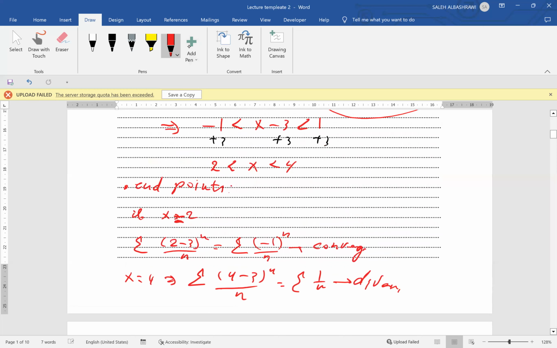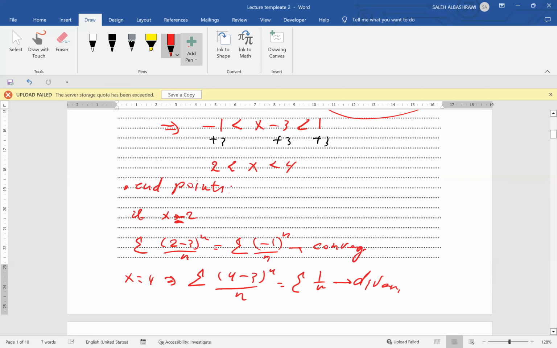So it means the interval of convergence, 2 is included, but 4 is not included. So we can say when x is greater than or equal to 2 and less than 4, the series is convergent. So we can say the interval of convergence for this series is 2 and 4. So when x is greater than or equal to 2 and less than 4, then the series is convergent.